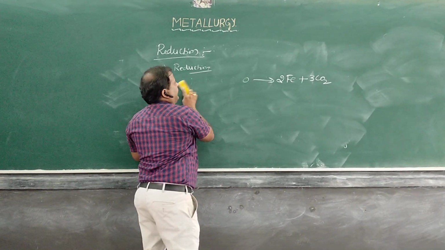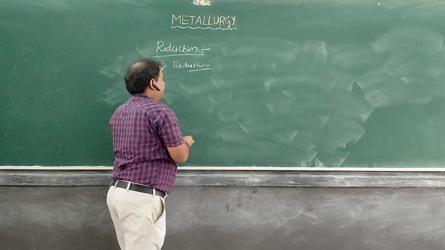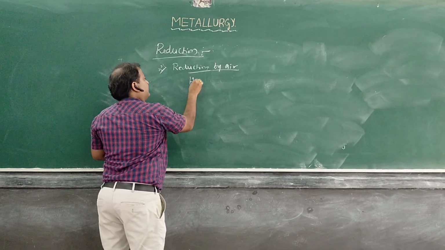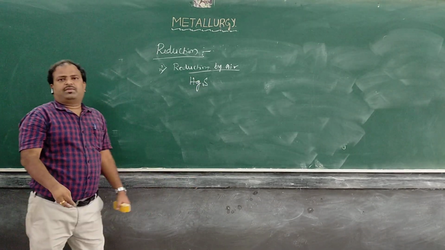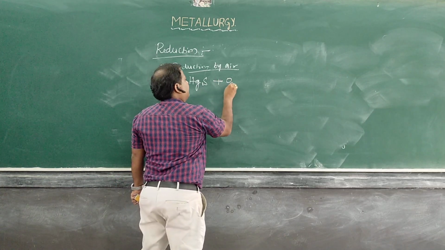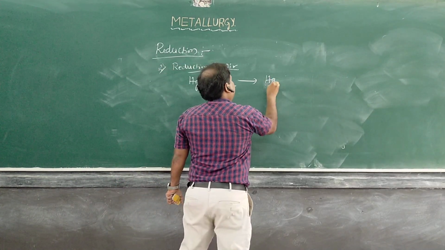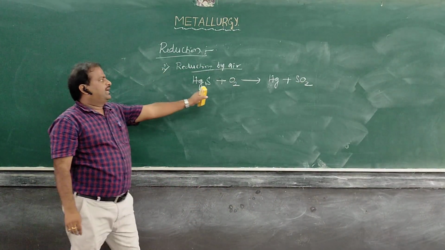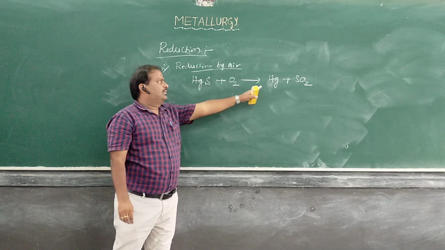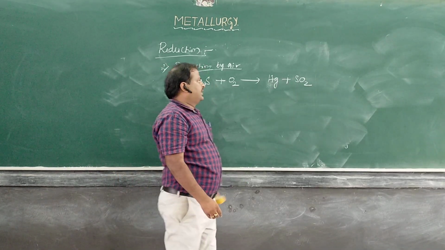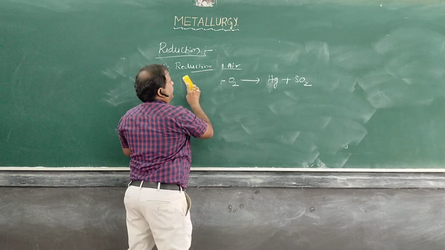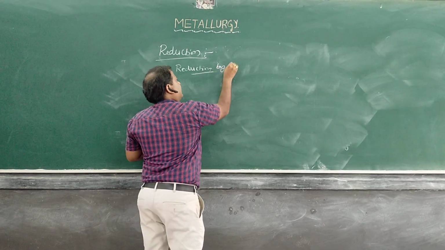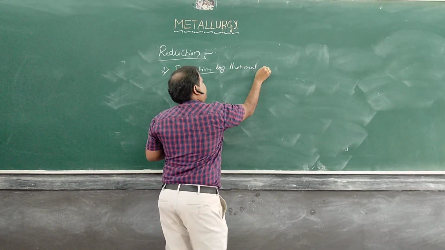Next, reduction by air or oxygen. Mercuric sulfide reacts with air to form mercury and sulfur dioxide. This is reduction by air. Mercuric sulfide reacts with oxygen to give the metal mercury and sulfur dioxide. Then reduction by thermal decomposition.